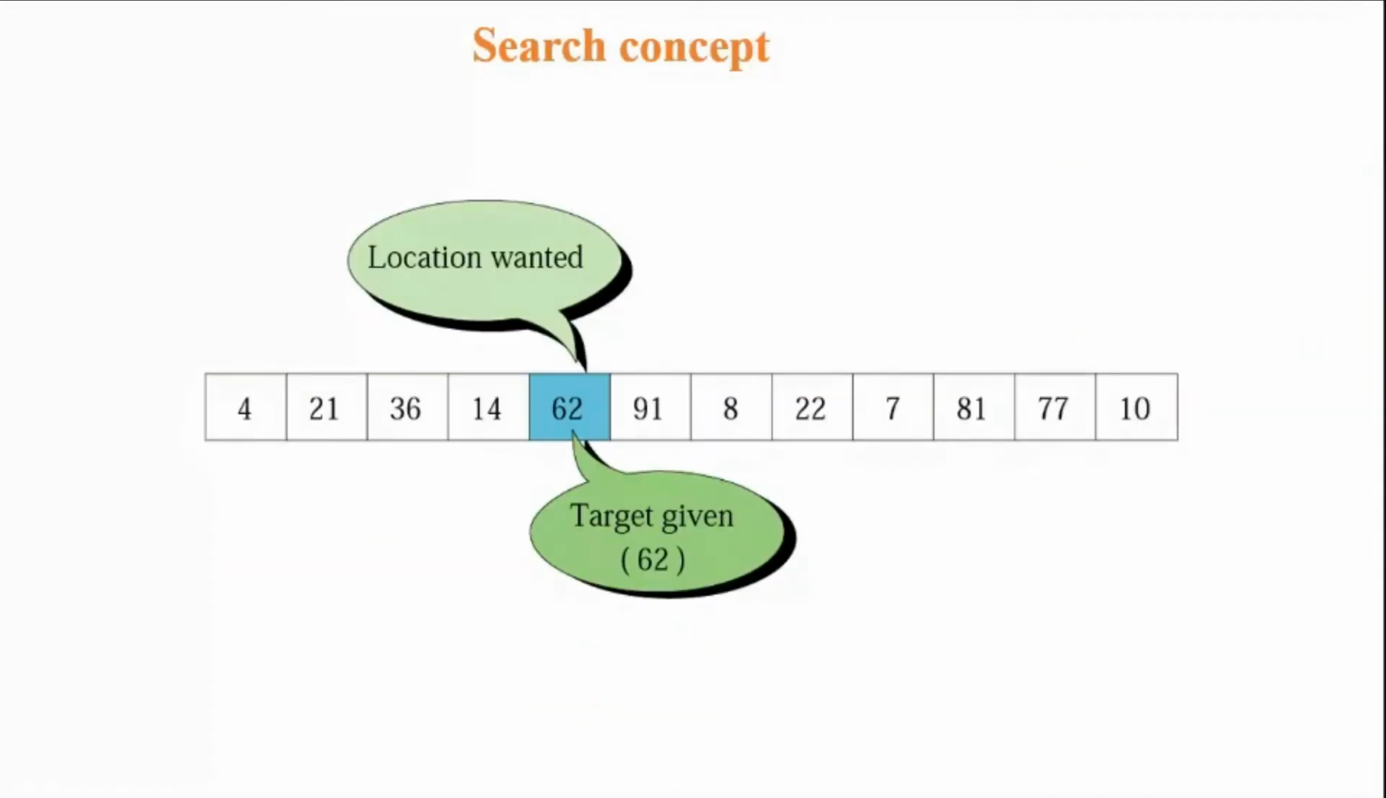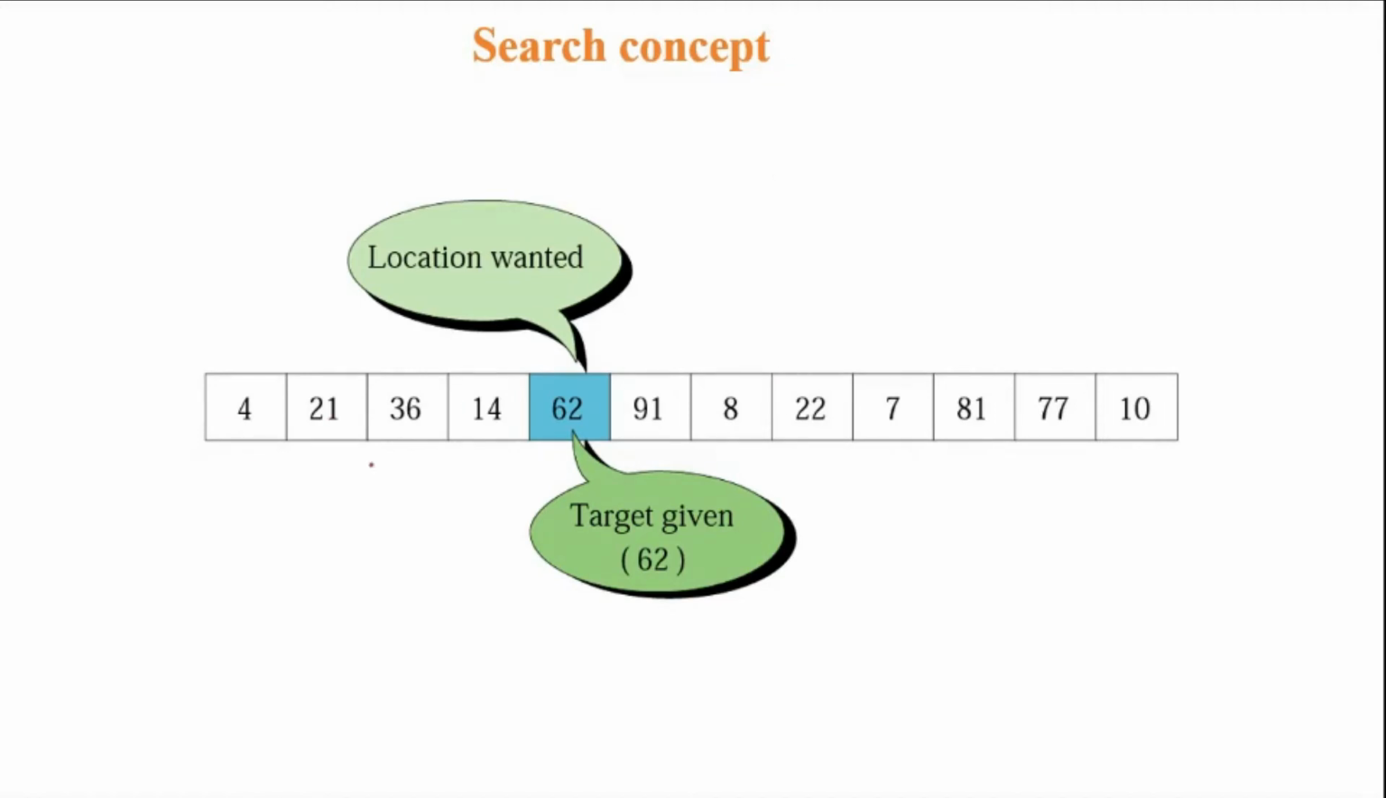Then we go for some searching operation, that is a linear search, also known as sequential search. The algorithm as well as pseudocode and then flowchart for a sequential search or linear search. Sequential search is also known as linear search, which we will see next. So the concept of search is like that.